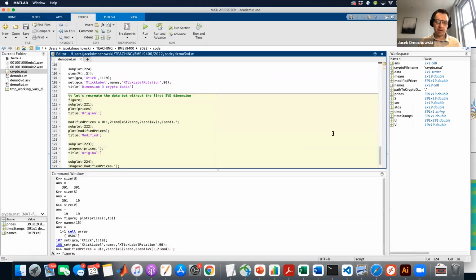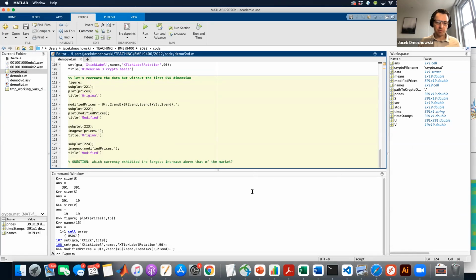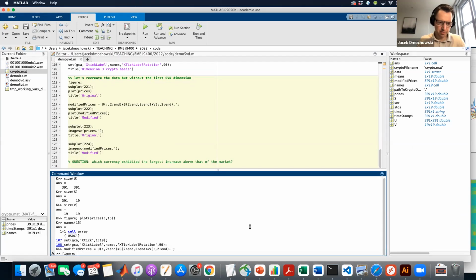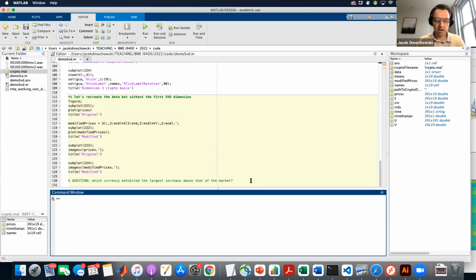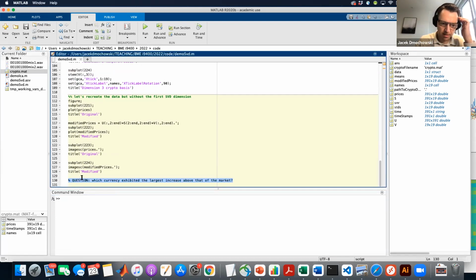Okay, so we have 7 minutes, and I actually timed this fairly well. I have a question for you. You can either try to answer it if you've been following along and running this, in your terminal, or you can just tell me on chat or verbally what I should do to answer this question. My question is this: which currency exhibited the largest increase above that of the market? So irrespective of what the global market did, which currency went up the most during this time period?